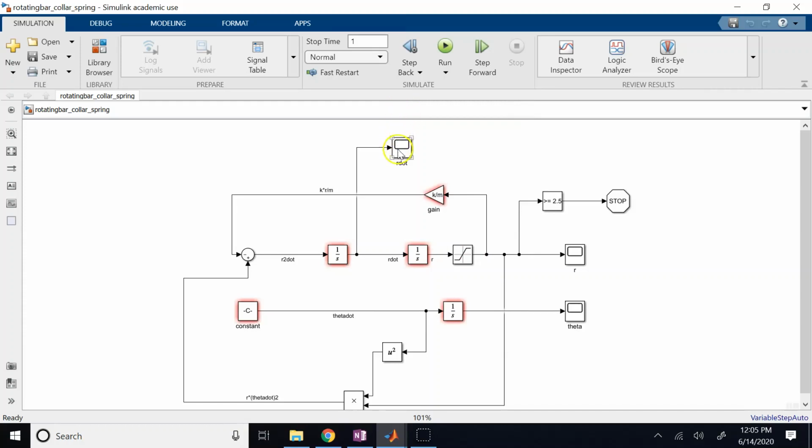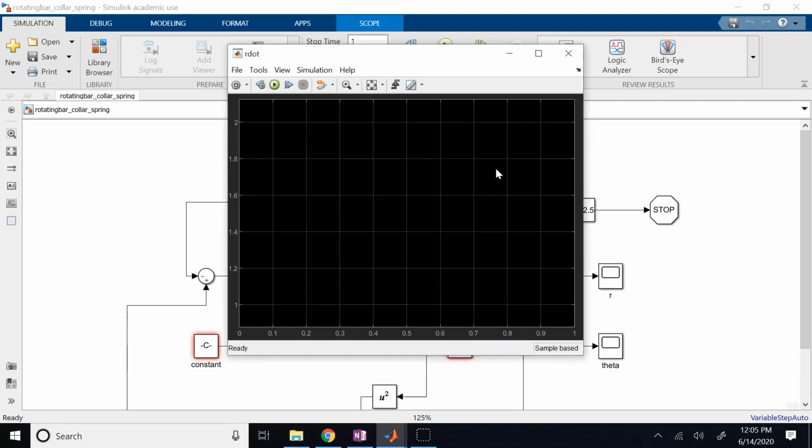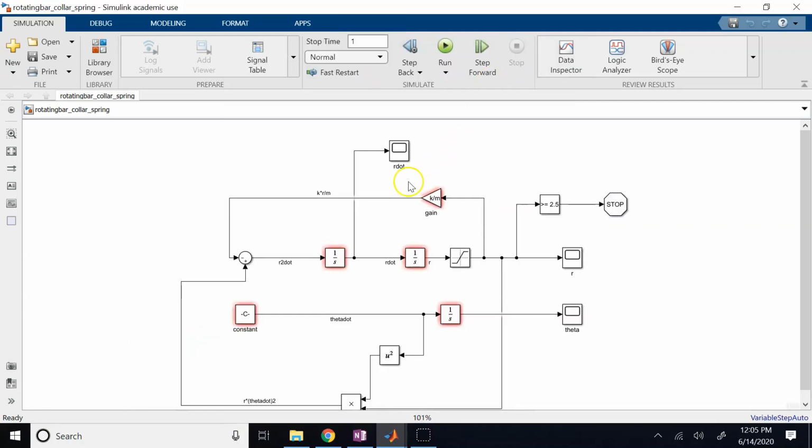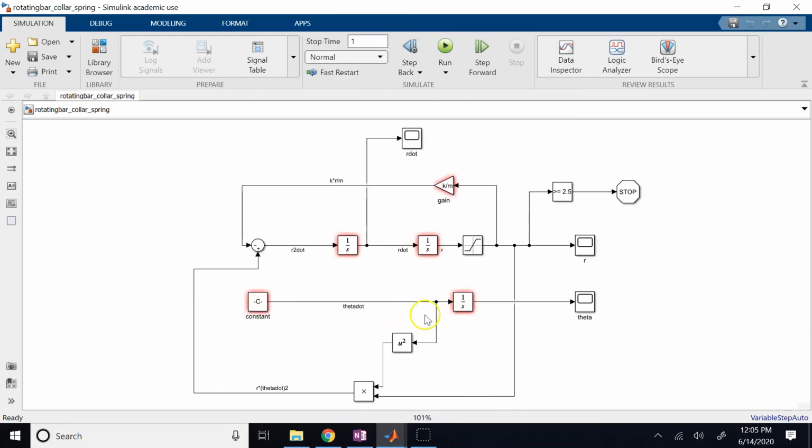And also I would send my r dot out. You can plot it in the scope block and I will send it out. Can you send the variables out to the workspace using the scope block? Yes, I'll show you. So everything is quite clear here, I assume. Please open this and take a look at this.